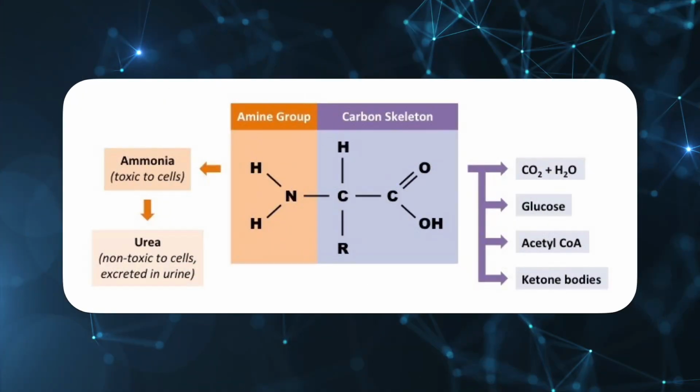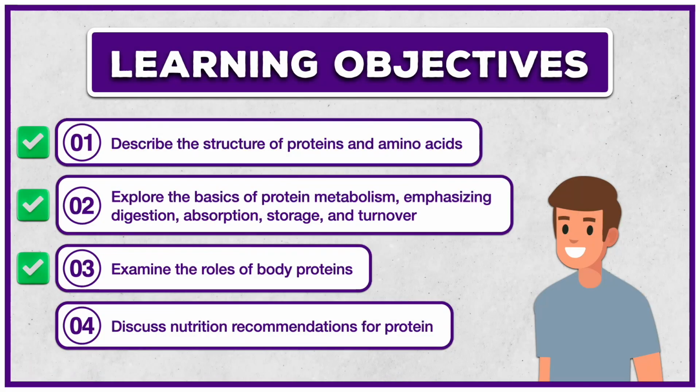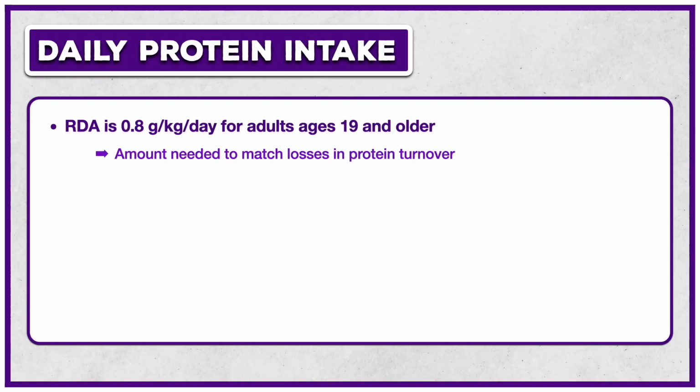This image shows how the general structure of an amino acid is split. The amine group eventually finds its way to becoming urea, which is excreted in urine. The body can use the carbon skeleton in several ways, and the needs of the cell or body ultimately determine its fate. Alright, that covers the third learning objective. Now that we've examined the roles of body proteins, let's close out Chapter 6 by discussing nutrition recommendations for protein.